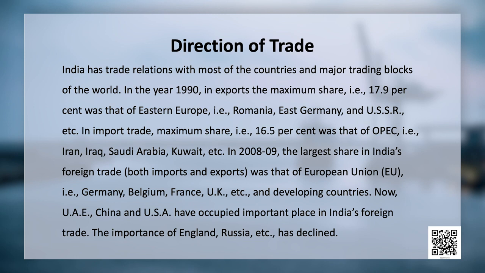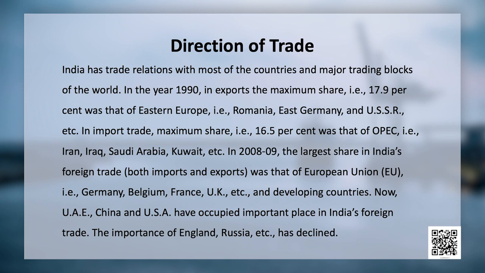In the year 1990, in exports, the maximum share, that is 17.9%, was that of Eastern Europe, that is Romania, East Germany and USSR. In import trade, the maximum share, that is 16.5%, was that of OPEC, that is Iran, Iraq, Saudi Arabia, Kuwait, etc.